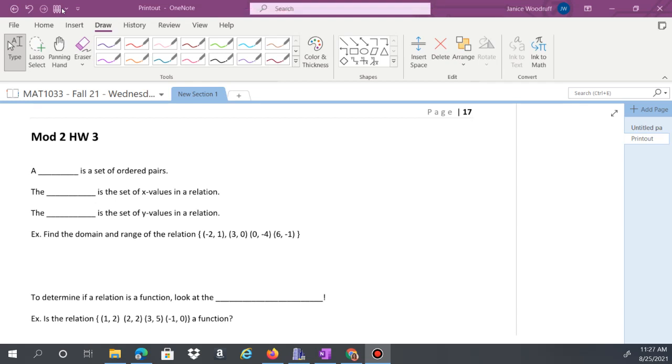So Module 2, Homework 3, we're going to talk about functions. Let's start with a little bit of vocab here. A relation is a set of ordered pairs. Then in that relation, we have our x values, which are going to be the domain of a relation. Then we have our set of y values, which is going to be the range.